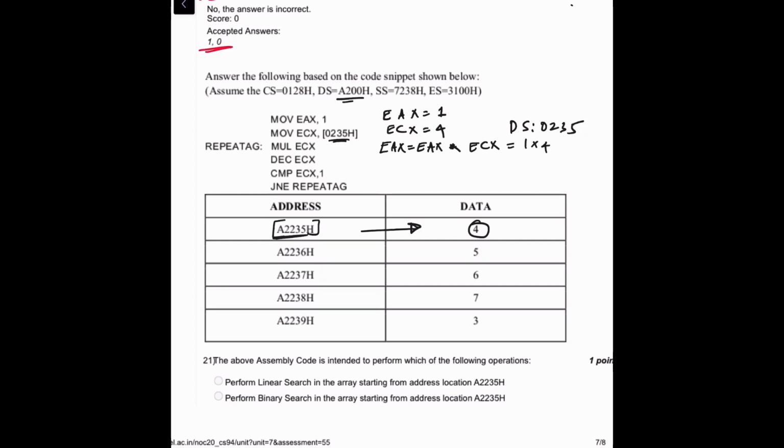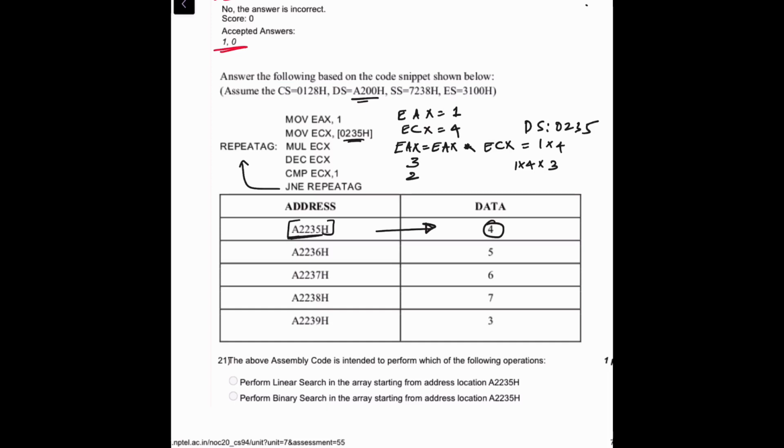Decrement ECX. ECX becomes 3. Compare if ECX is 1. If not equal, go to this label. So it is not equal, so we go back to this label again. What happens is now it is 1 into 4 into 3. Now again ECX is decremented and checked for this condition. It's not equal, so we go back and do 1 into 4 into 3 into 2. Now ECX is decremented, so now it is equal, so it does not go back.